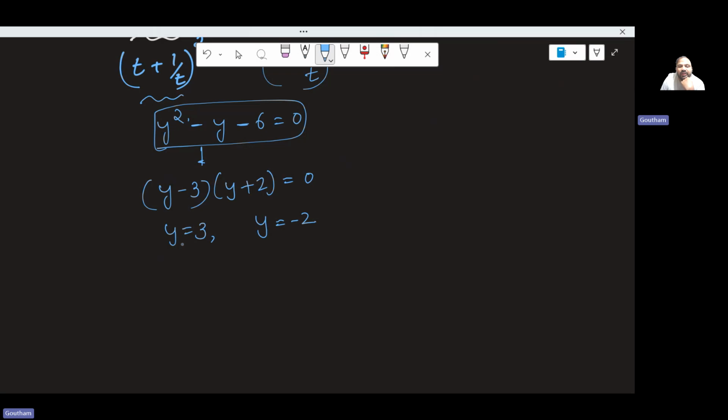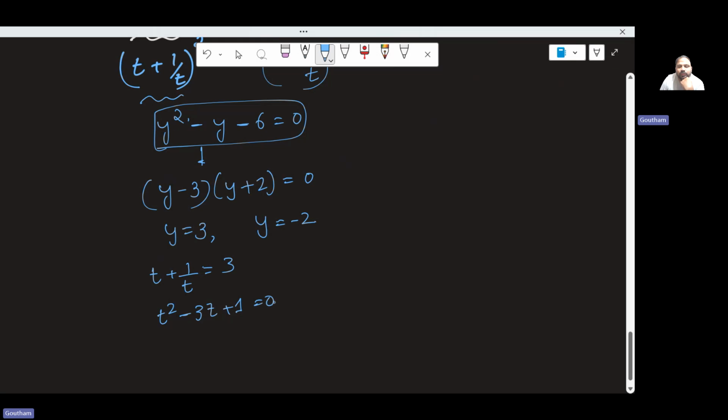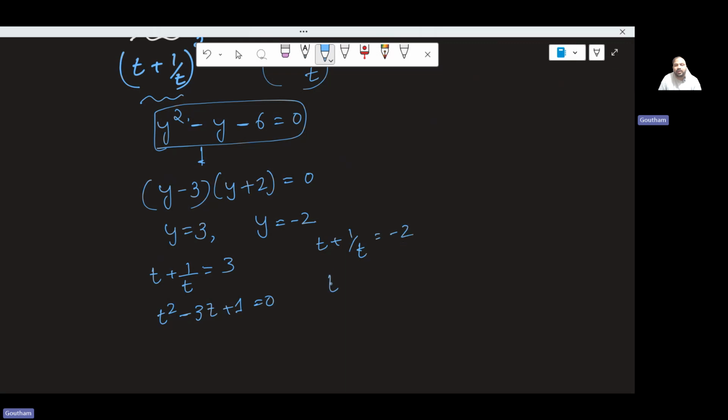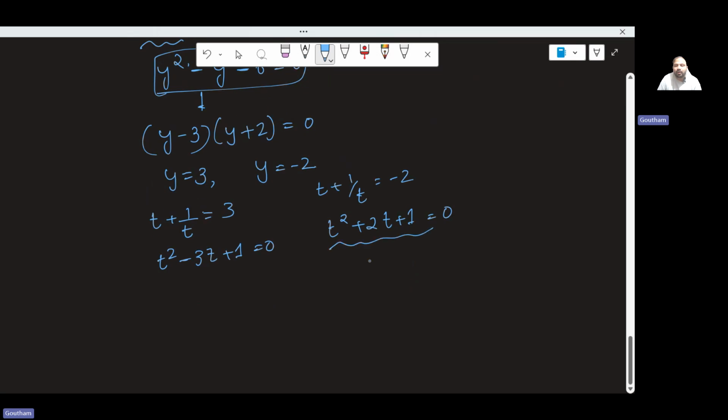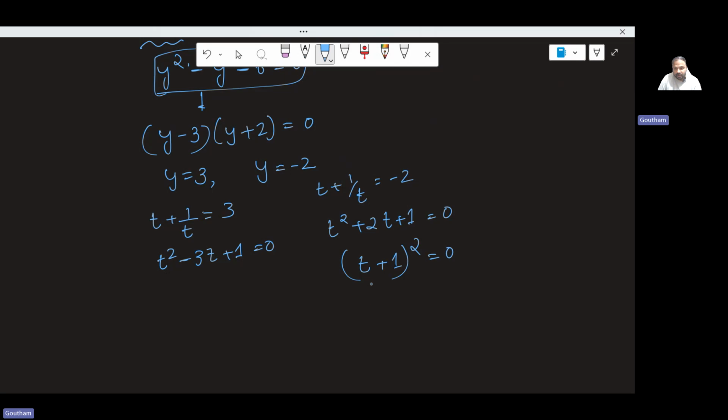Alright, sir, y is equal to 3 मतलब t plus 1 by t is equal to 3. Alright, देखिए, t square minus 3t plus 1 is equal to 0. Then t plus 1 by t is equal to -2. Alright, t square plus 2t plus 1 is equal to 0. Oh my God, this looks very familiar to you all. Sir, t plus 1 the whole square is equal to 0. Alright, t is equal to -1.